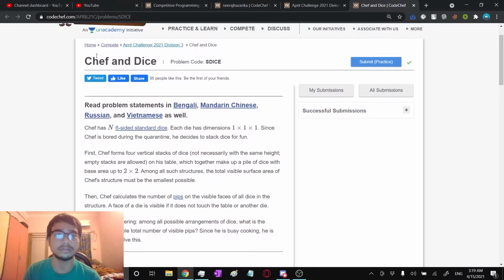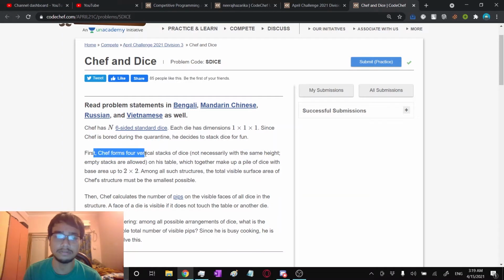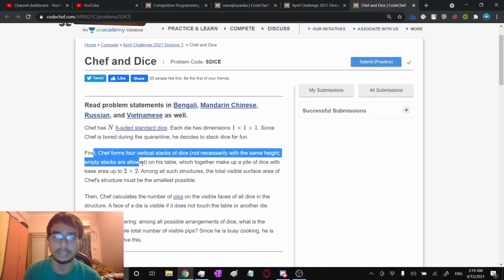Let me read out this Chef and Dice. Chef has n six-sided standard dice. Each die has dimensions 1 x 1 x 1. Since Chef is bored during quarantine, he decides to stack dice for fun. First, Chef forms four vertical stacks of dice, not necessarily with the same height. Empty stacks are allowed on his table, which together make up a pile of dice with a base area of 2 x 2.